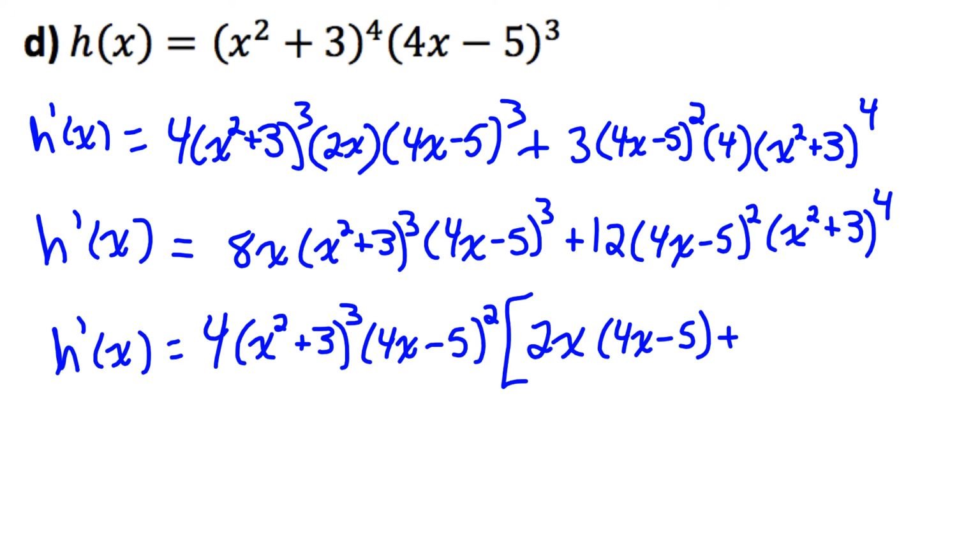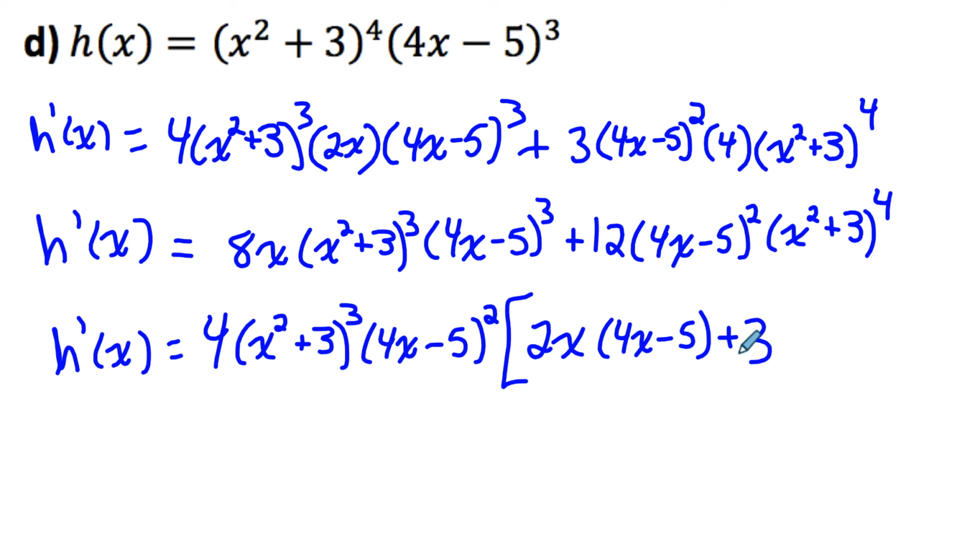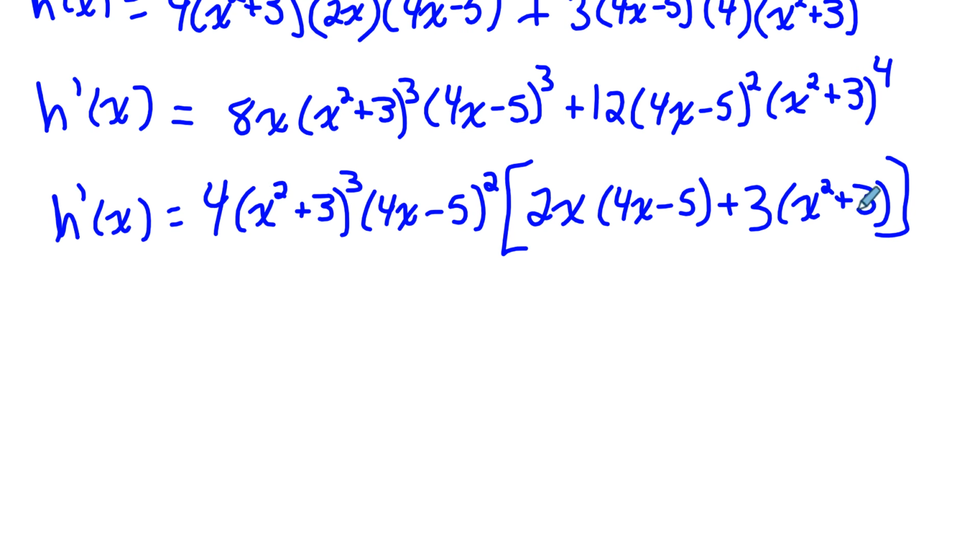Plus, now let's divide the second term, this one, by what we common factored out. 12 divided by 4 is 3. 4x minus 5 squared divided by 4x minus 5 squared is 1, so we could write times 1, but I'm not going to. And x squared plus 3 to the 4 divided by x squared plus 3 to the 3 is x squared plus 3 to the 1. This is now in factored form, but it's not fully simplified factored form. Inside these square brackets, I could do some simplifying if I expanded and collected my like terms. So that's all we have left to do.